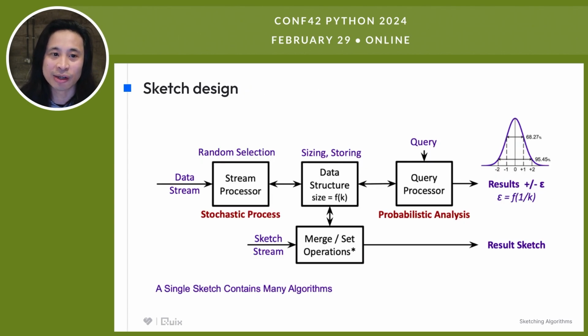Here's an illustration of those four parts. You have the front-end stream processor that uses a stochastic process to randomly select data, which it uses to populate a data structure. This data structure can be queried at any time using a back-end query processor that has probabilistic analysis to return an approximation with known error thresholds.